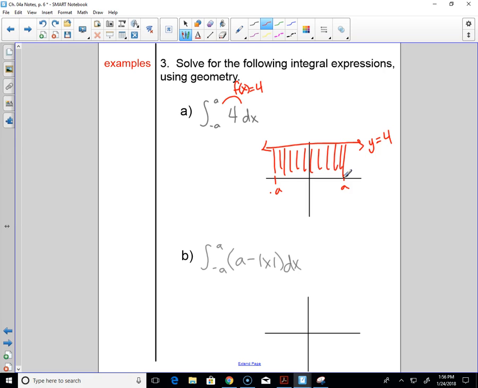A rectangle has an area formula of base times height. So how do I apply that in terms of what I have here? 2a. Because my base would be a to the right and a to the left. And what's my height going to be? 4. Nice. So my final expression, it's not a number, but it represents one, hence why I would call it the value. Either way, 8a.